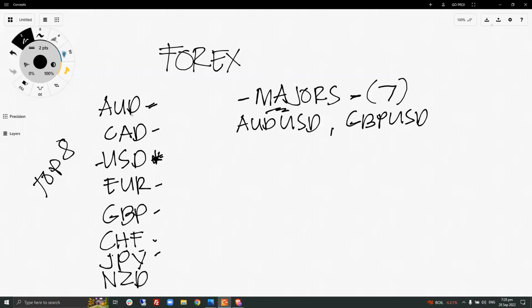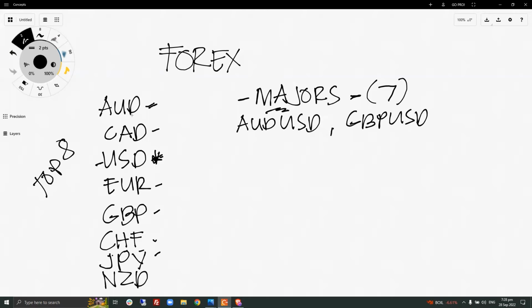And actually, as a beginner, it's better to focus on these 7 currency pairs because since it's heavily traded, then there are bigger opportunities for us to make money. There's volatility, there's liquidity to trade these major currency pairs.